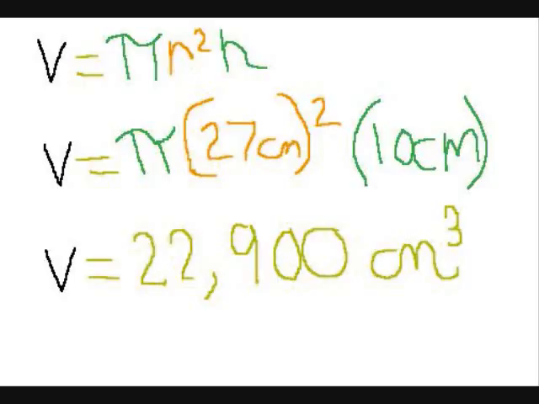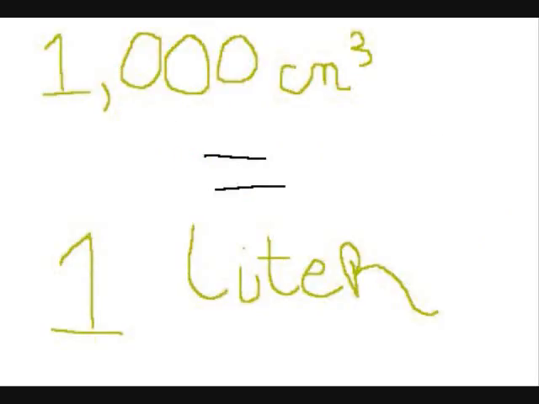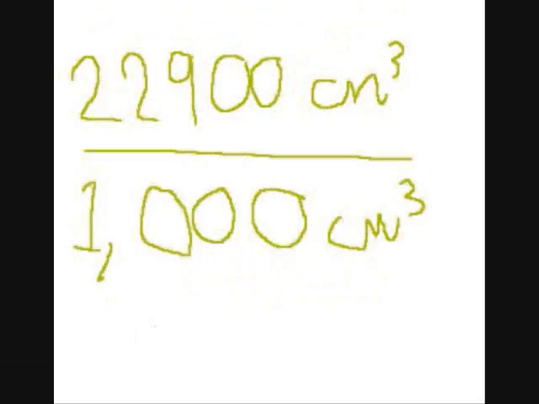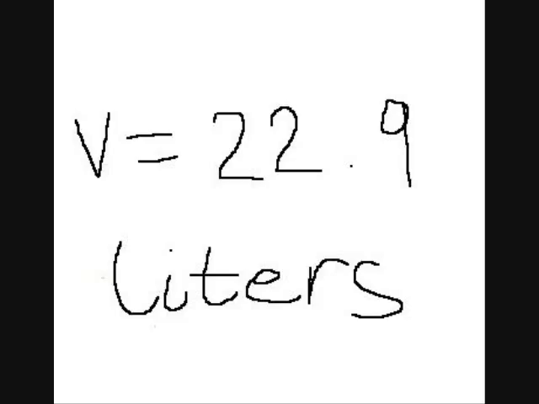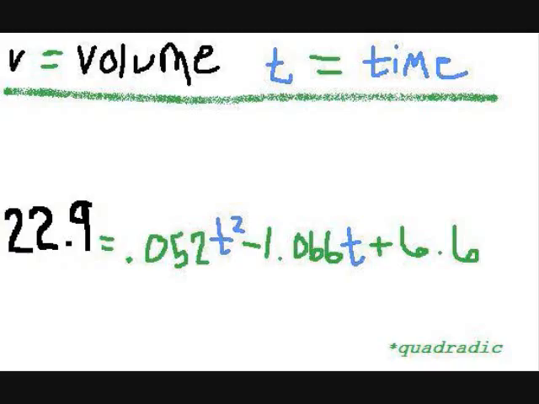It ends up being 22,900 centimeters cubed. That is the same as 22.9 liters. Now we know the volume when the water height is 10 centimeters. And since we now know this volume, we can now use our quadratic function to find time.